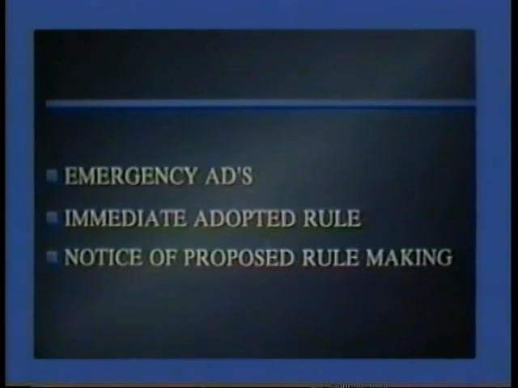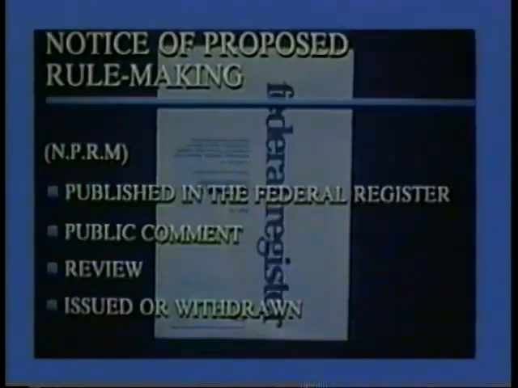There are three ways ADs come into being: the emergency AD, the immediate adopted rule, and the notice of proposed rulemaking. The emergency AD is effective immediately. The immediate adopted rule is usually effective in 30 days or less, and compliance is required within a short period of time. And the notice of proposed rulemaking is the normal process for issuing an AD. This includes the proposed AD being published in the Federal Register, followed by a public comment period and a review of the comments. The AD is then either issued or withdrawn based on the comments and review.